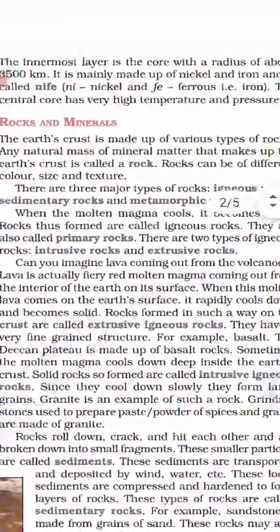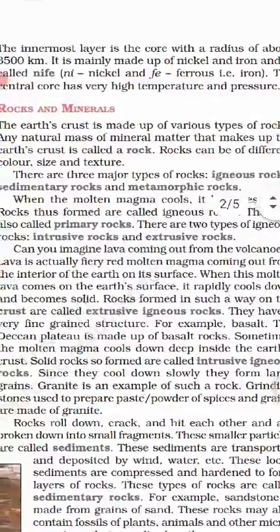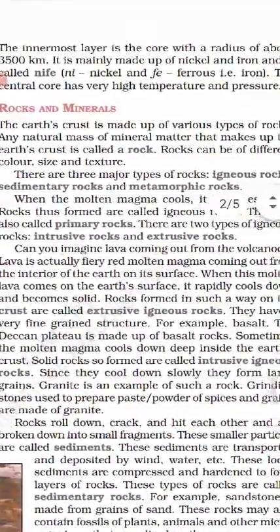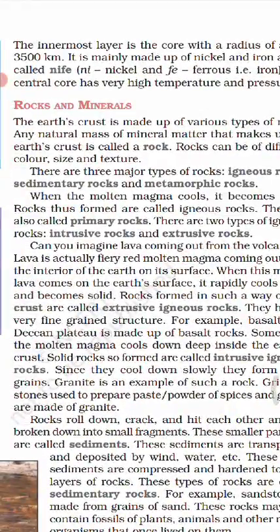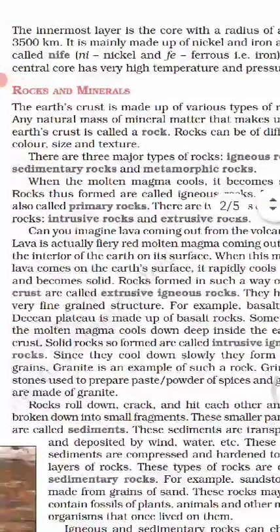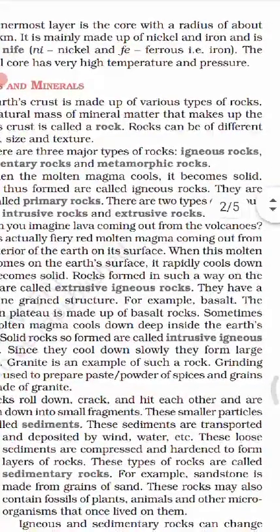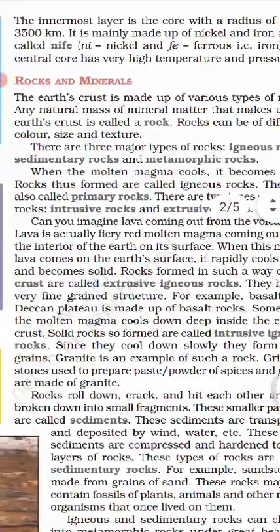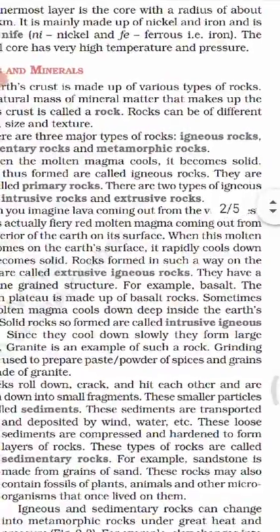When the molten magma comes on the earth's surface, it cools down very quickly and becomes solid, and rocks formed in such a way are called extrusive igneous rocks. They have a very fine grained structure, and basalt is an example of extrusive igneous rocks. The Deccan Plateau is made up of basalt rocks, meaning extrusive igneous rocks.